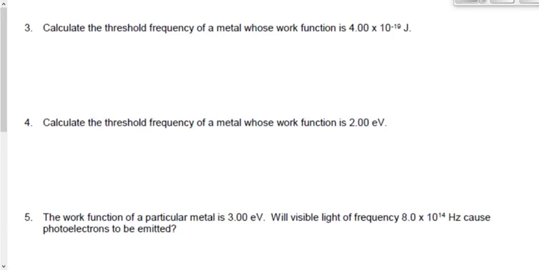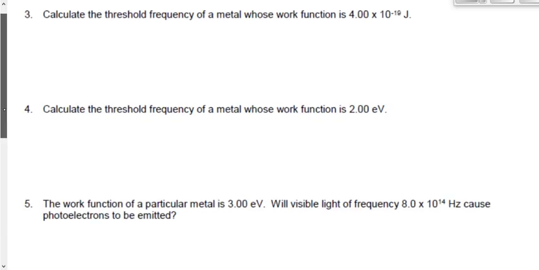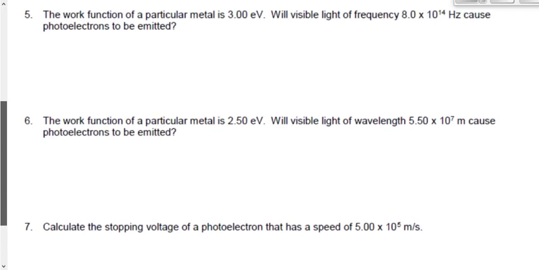We're going to take a look at worksheet number 20, specifically questions 6, 8, 9, 11, and 13. We'll start with number 6 here. It says the work function of a particular metal is 2.50 eV. Will visible light of wavelength 5.5 times 10 to the 7 cause electrons to be emitted? Photoelectrons, electrons ejected in the photoelectric effect, to be emitted here.